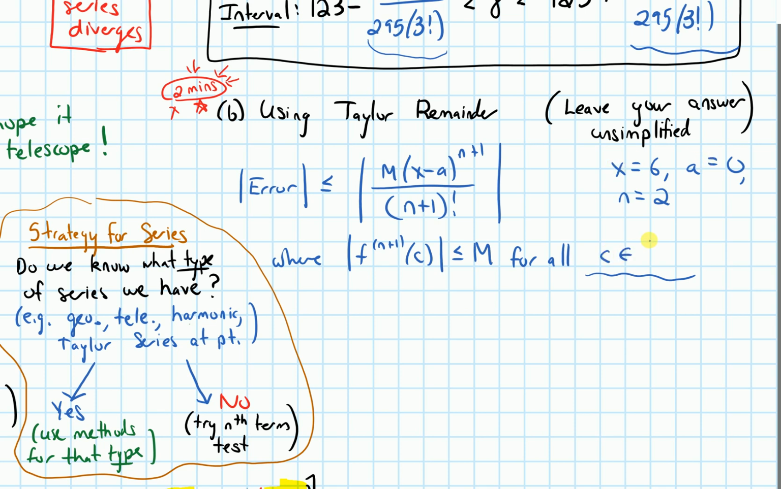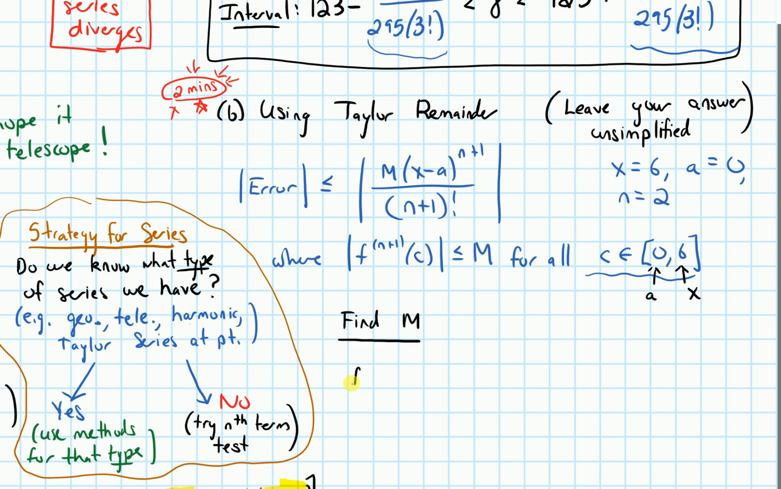In this case, that means c is in the interval from 0 to 6. So in this case, 0 is the a, and 6 is the x. All right. So the first thing that we do in these Taylor remainder problems, once we have this set up, once we remind ourselves what the formula for the error is, is we find m.